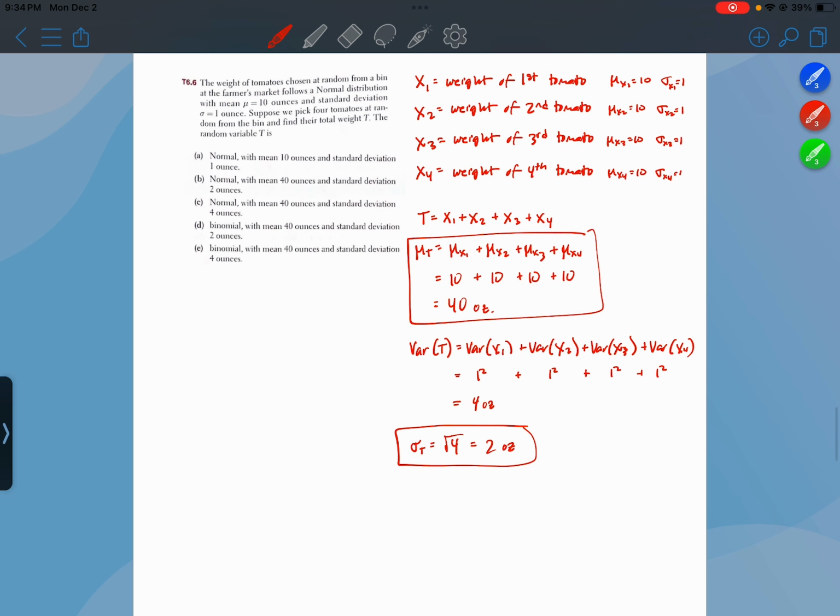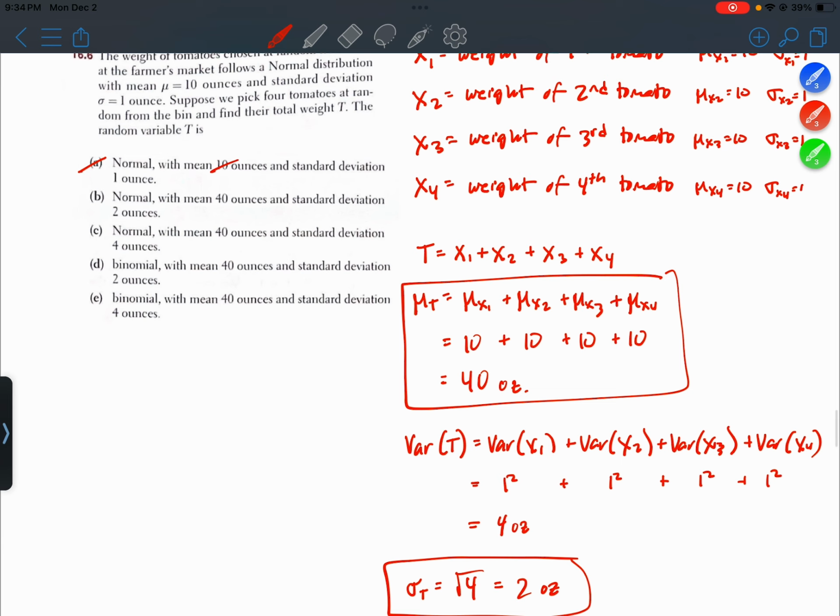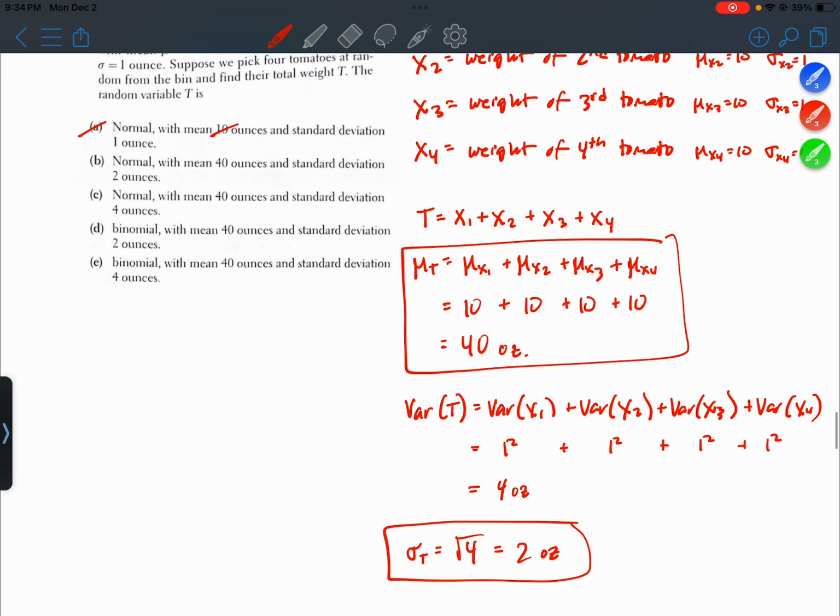All right, so with that, we can probably eliminate some answer choices. We could have eliminated choice A right from the get-go because the mean is not 10 ounces. And now we could eliminate C and E because the standard deviation is not 4 ounces. So all that's left is B and D. The only difference between those two choices is the shape of the distribution. B says the shape for T is normal, and D says the shape for T is binomial.